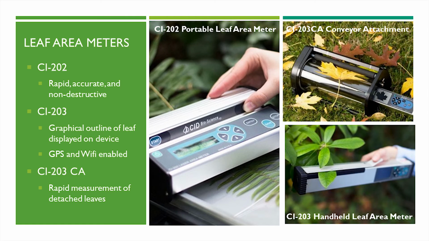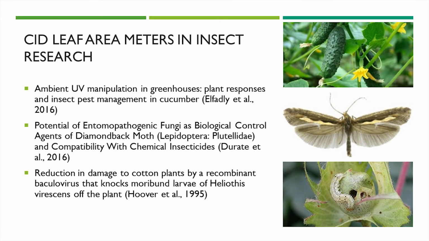So on to our leaf area meters, which have actually been utilized quite extensively in entomological research, from cucumber pest management to biocontrol studies of the diamondback moth more recently, to the oldest study I could track down using the CID leaf area meters, which was, there we go, there at the bottom, a 1995 study that quantified the ability of a baculovirus to protect cotton plants from insect damage. So you can see these instruments have been utilized in your field for quite some time.